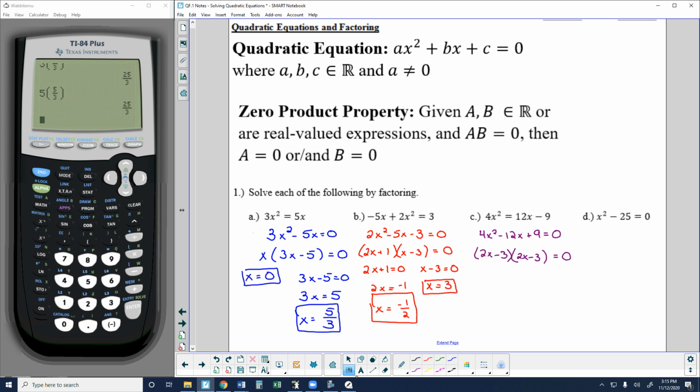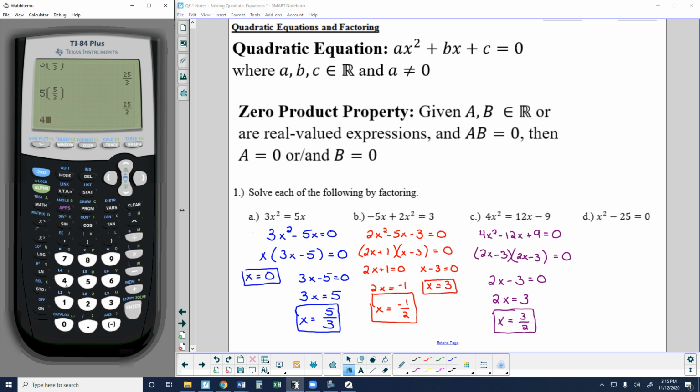So now I can set my factors equal to 0. In this instance, I'm just going to go ahead and set one factor equal to 0 because the answer is going to be the same. So I would add 3 to both sides, get 2x equal to 3, divide by 2, so x equals 3/2. So I have a singular solution. It's going to occur 2 times, but my solution is going to be 3/2.